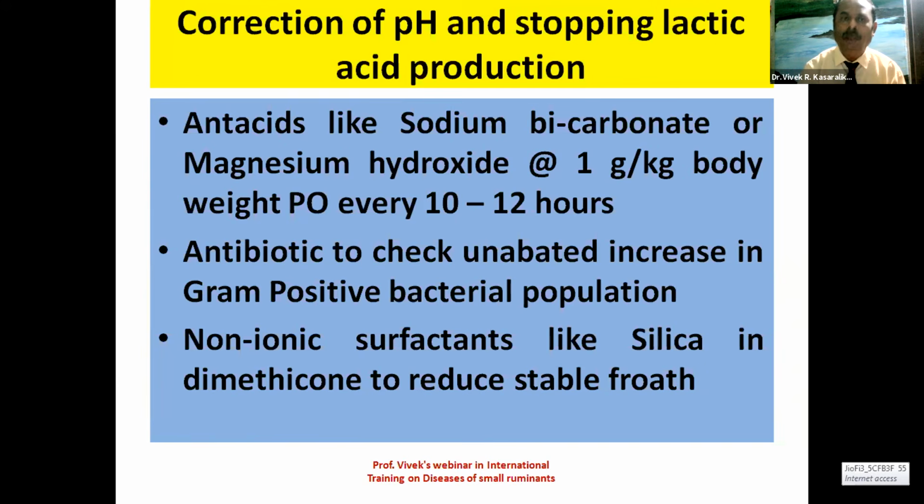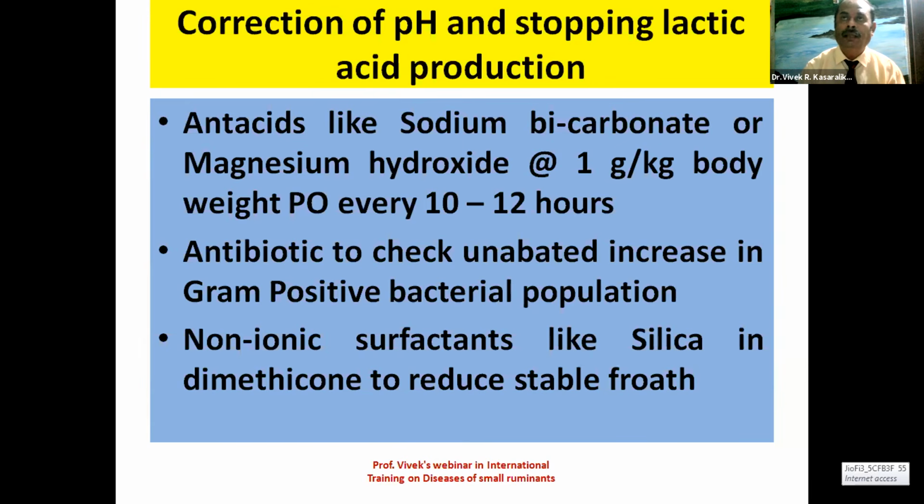Bufazone is also a good product, but specific antacids like sodium bicarbonate or magnesium hydroxide can be given to the animal suffering from ruminal lactic acidosis. 1 gram per kg body weight orally can be given every 12 hours, and try to monitor the pH. Once the pH goes to 6.5 and above, you can stop the use of antacids. Till that time, every 12 hours, 1 gram of either sodium bicarbonate or magnesium hydroxide can be given orally. Intraruminal antibiotic has also been advised to check the growth of gram-positive organisms.